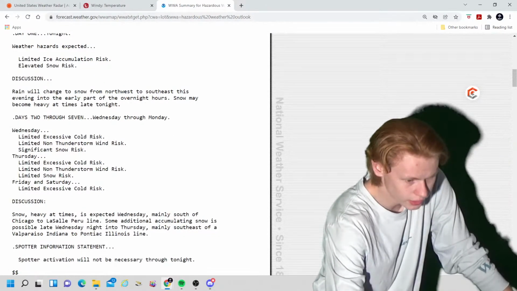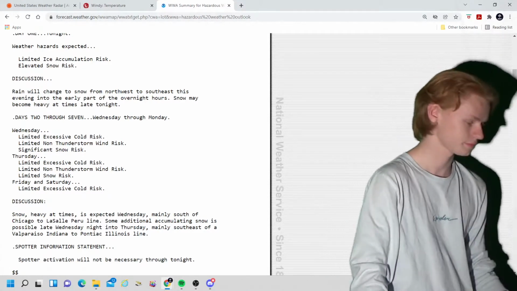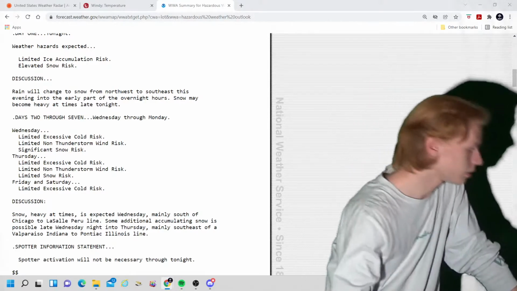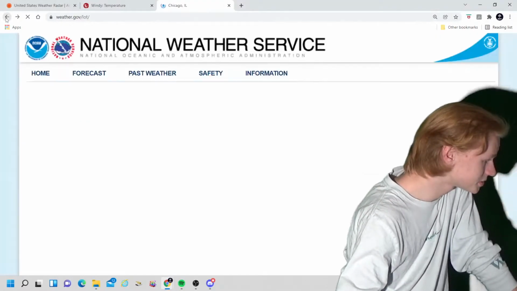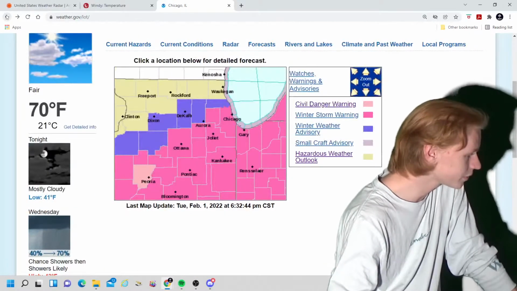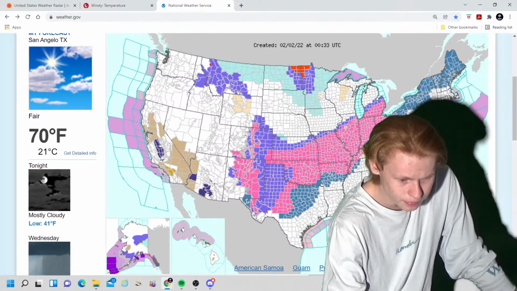What do we got going on here in the chat? National Weather Service Chicago. I certainly think that this is going to produce a lot of snow. Now, if you're wondering, here in the Houston area, we will not. Look at the totals for the Midwest.